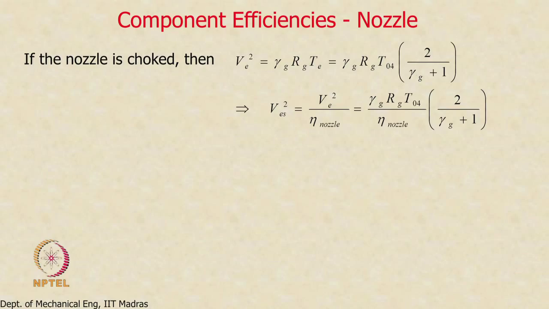Correct? T04 over TE is equal to gamma plus 1 over 2, because the Mach number is equal to 1 at this point. So, I have this relationship. Once I have this, I can calculate VES square from the definition of the nozzle efficiency, which makes this expression look like this. So, I get this expression for VES square.